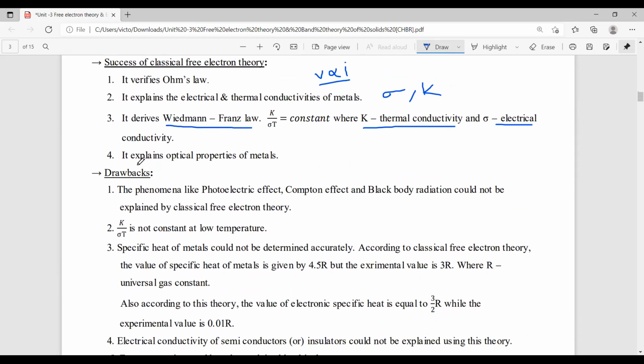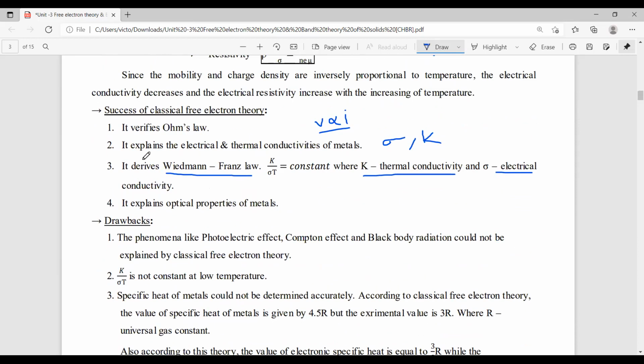And also it explains clearly the optical properties of metals, like refractive index, reflection, and absorption properties. So these are the successes of classical free electron theory. It verifies Ohm's law, it explains the electrical and thermal conductivity of the metals, it gives the relation between the electrical and thermal conductivity, and also explains the optical properties of metals.